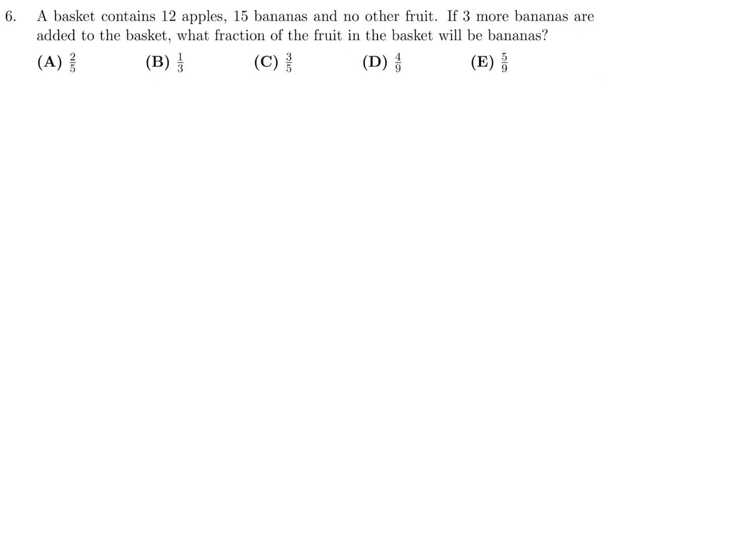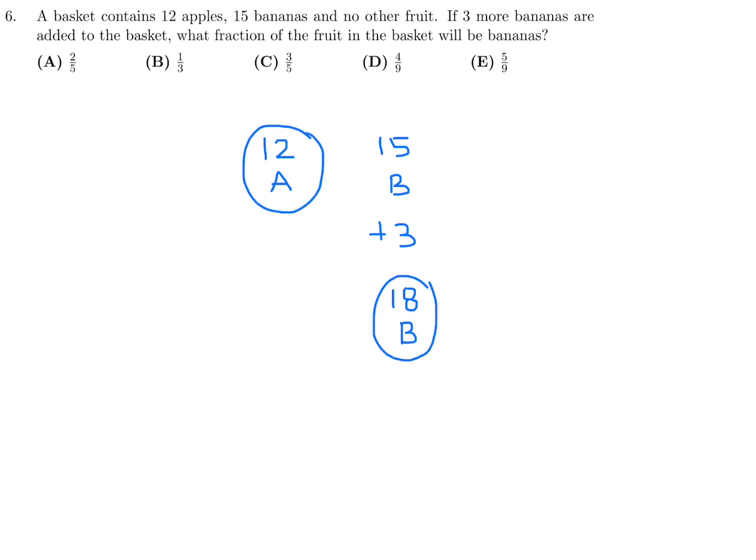A basket contains 12 apples, 15 bananas, and no other fruit. If 3 more bananas are added to the basket, what fraction of the fruit in the basket will be bananas? Initially, we have 12 apples and 15 bananas, and then we're adding 3 more. So now we're up to 18 bananas. So now we have 18 bananas and 12 apples. So they're saying what fraction of the basket is bananas now? Well, that's 18 bananas over 18 plus 12. That's the total amount of fruit. So that's 18 over 30. And in lowest terms, if you divide top and bottom by 6, you get 3 over 5. So number 6, the answer is C.